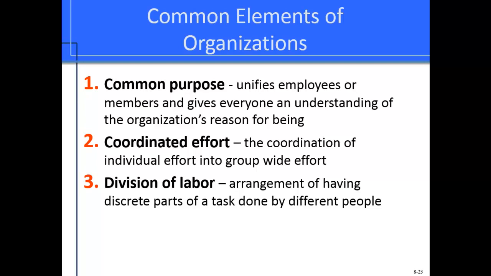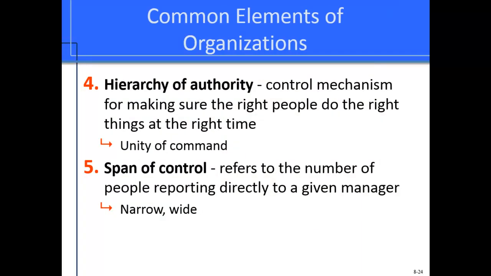Third, we have the division of labor, also known as work specialization, which is the arrangement of having discrete parts of a task done by several different people. With division of labor, an organization can parcel out work effort to be performed by specialists, resulting in greater efficiency. Next, we have the hierarchy of authority, or the chain of command, and this is just a control mechanism for making sure that the right people do the right things at the right time.